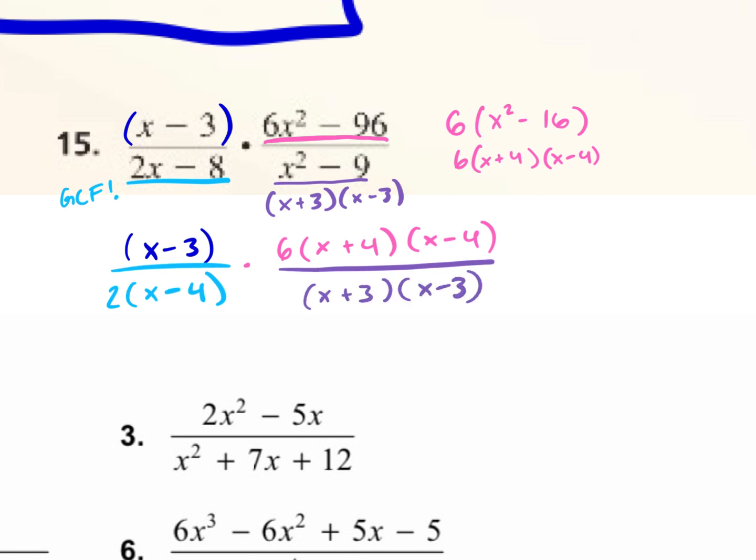What would I do next? Cancel out whatever is the same on the top and on the bottom. So x minus 3's, we can cancel. Anything else? x minus 4. Anything else?